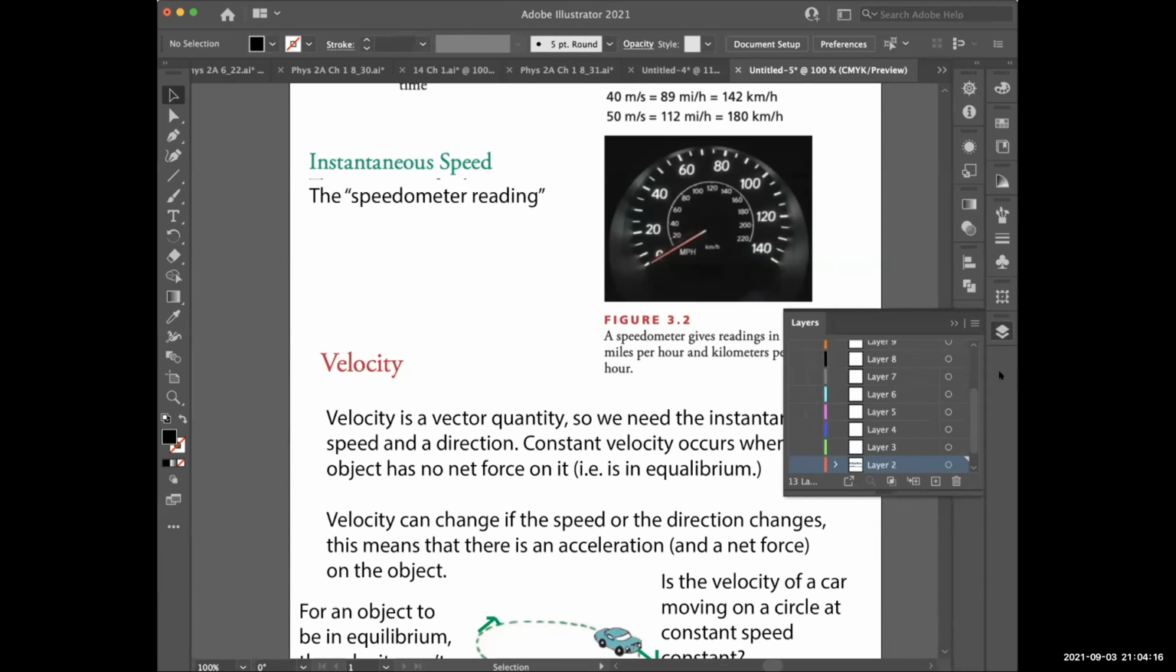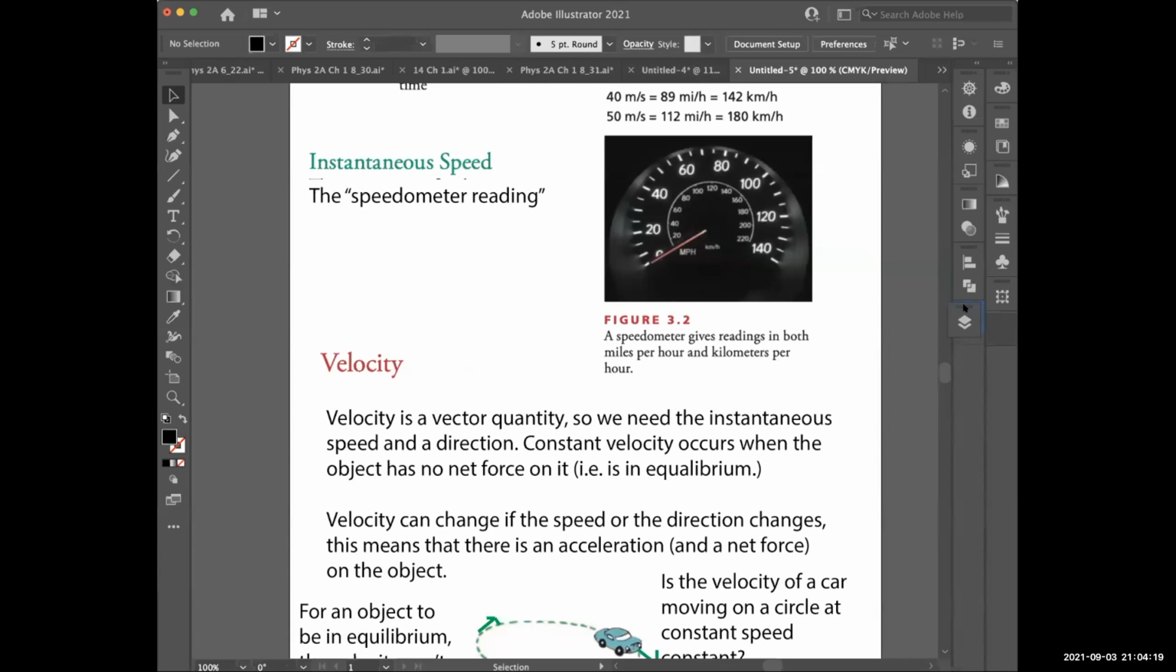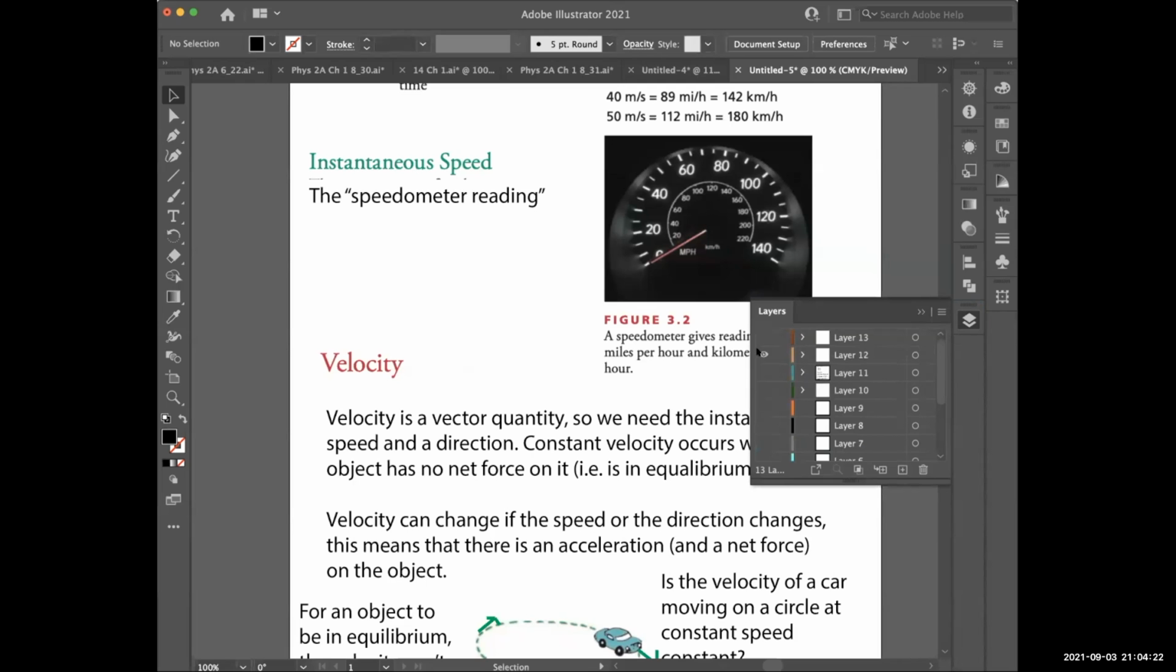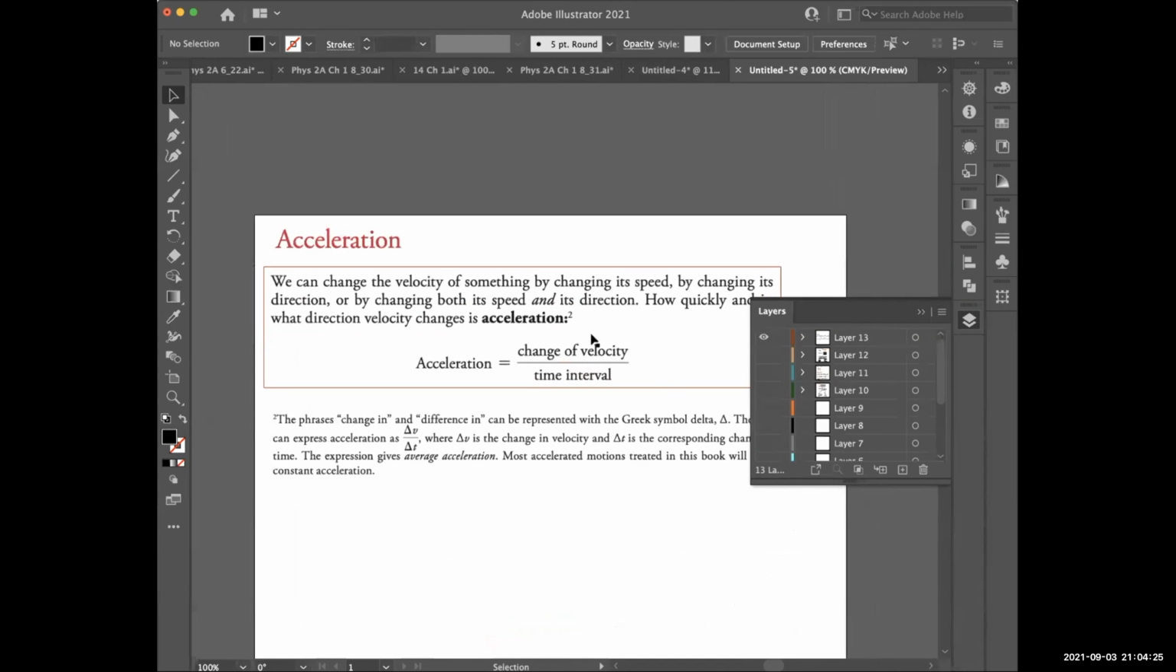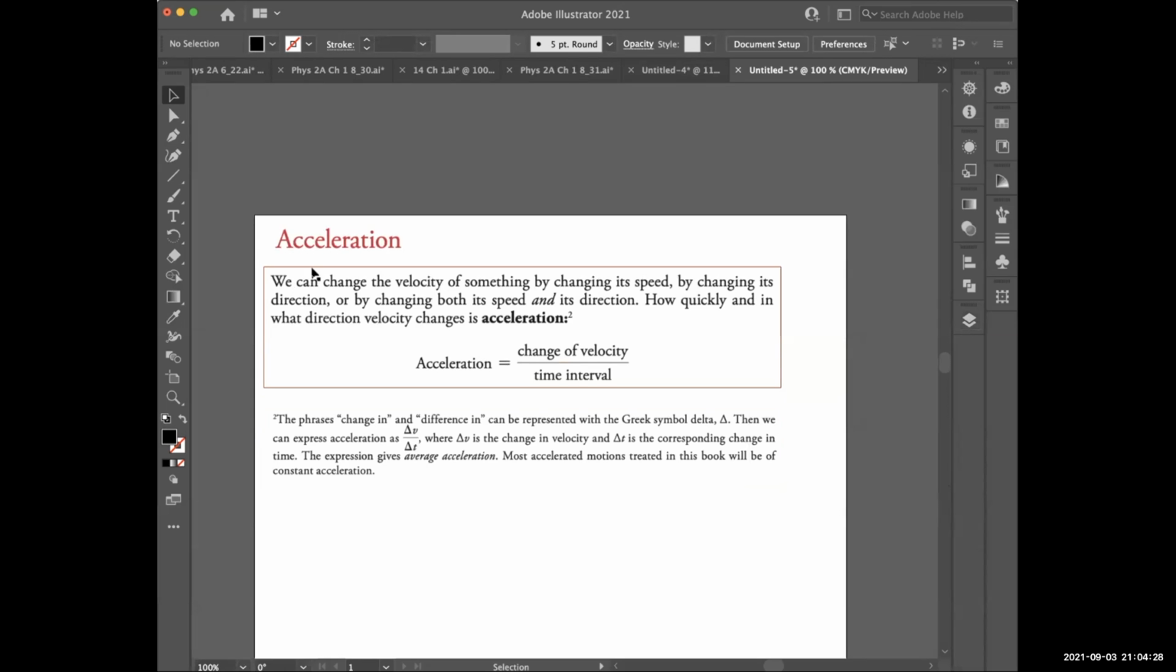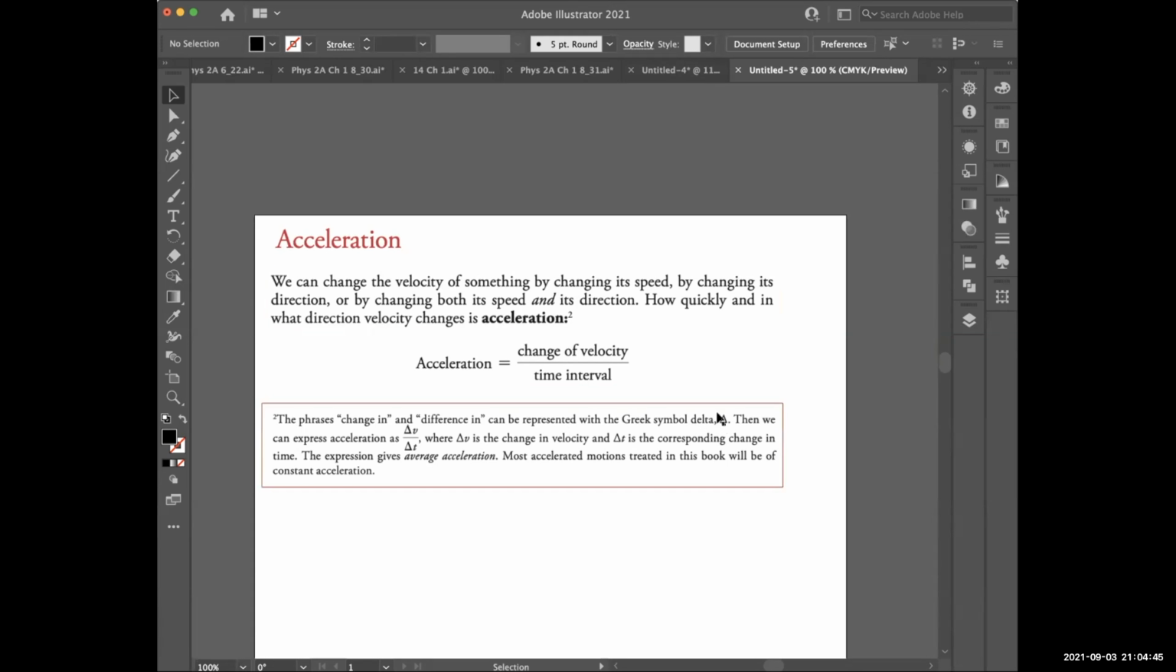So, let's get back to where we were talking about acceleration. We can change the velocity of something by changing its speed, or changing its direction, or changing both its speed and direction. How quickly and in what direction the velocity changes is called the acceleration. So it's the change in velocity over the change in time interval. I'm going to use this capital D for delta here. This means change in. We're going to use lots of different Greek symbols.